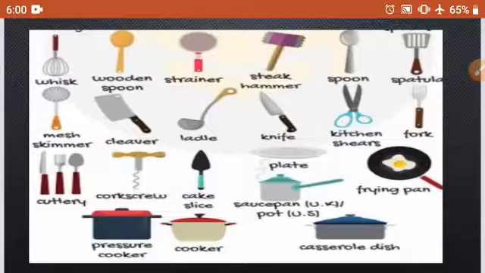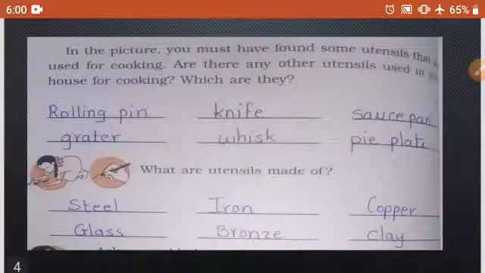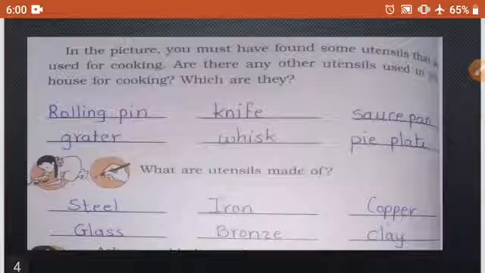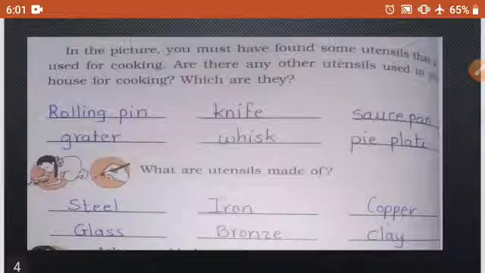So on page number 64, in the picture you must have found some utensils that are used for cooking. Are there any other utensils used in your house for cooking? Which are they? Just now we saw the different utensils which are used in a house. So we can write those names over here. We can write rolling pin, grater, knife, whisk, saucepan and pie plate.